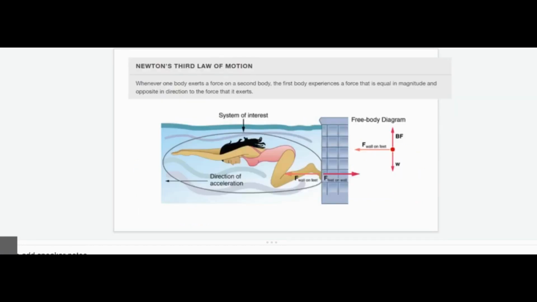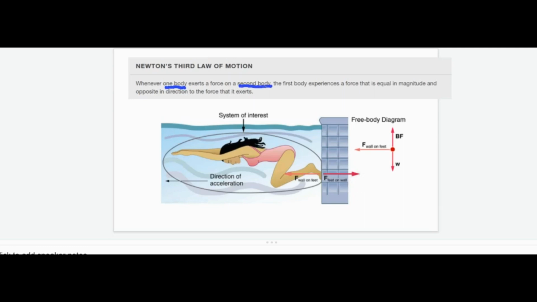All right, we're looking at Newton's third law. Newton's third law is otherwise known as the law of interaction. Whenever one body exerts a force on a second body, then that first body experiences a force that is equal in magnitude, size, and opposite in direction to the force that it exerts. So it involves two objects here: one body, second body. So two different objects.